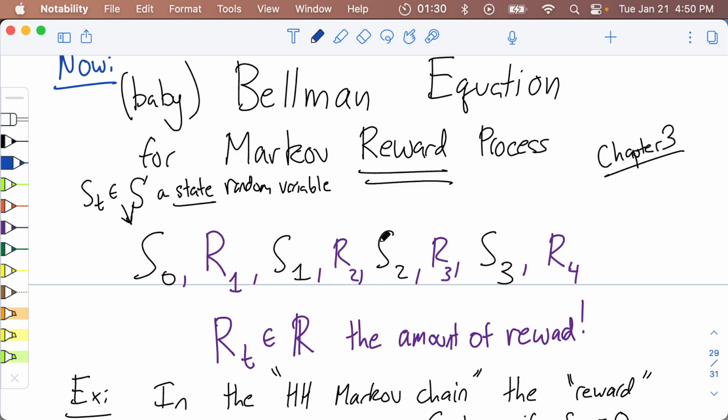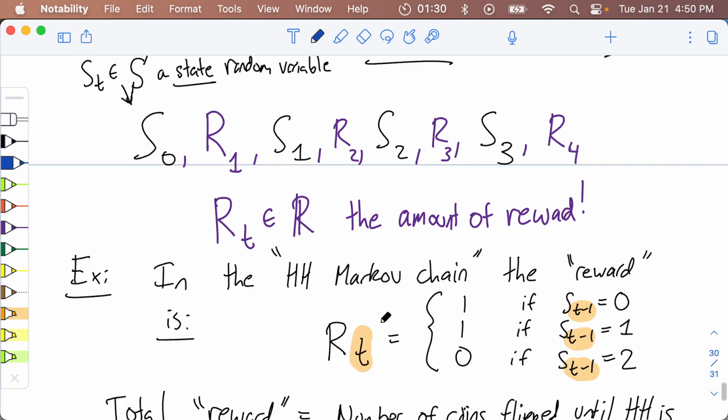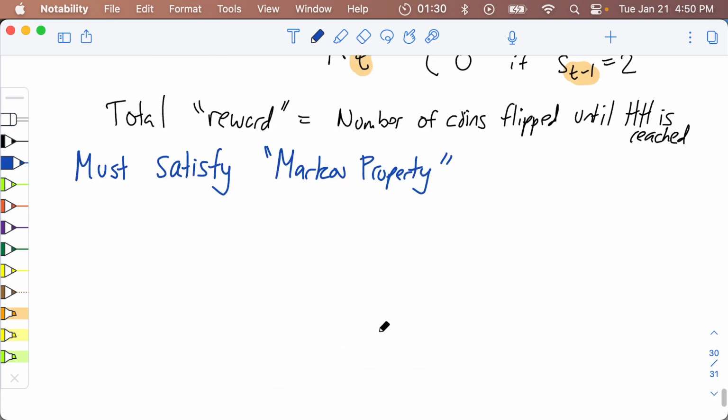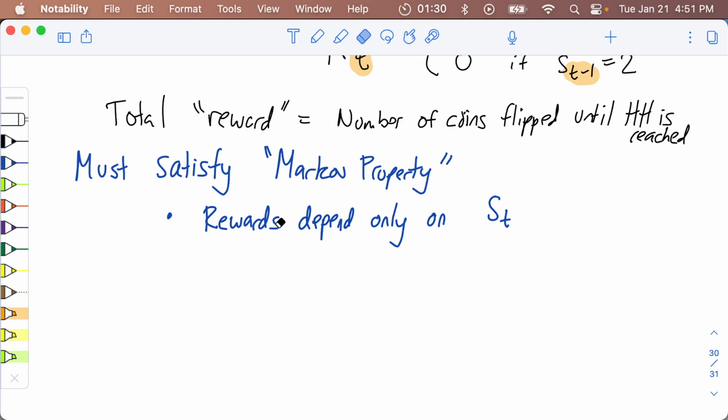So just like in snakes and ladders, how you get to a certain square, once you're at the certain square, how you got there doesn't matter anymore. It needs to be the same thing for the rewards. And so, informally, it just says rewards depend only on ST. Let's say the reward RT depends only on ST, not how we got there. That's a nice informal definition.